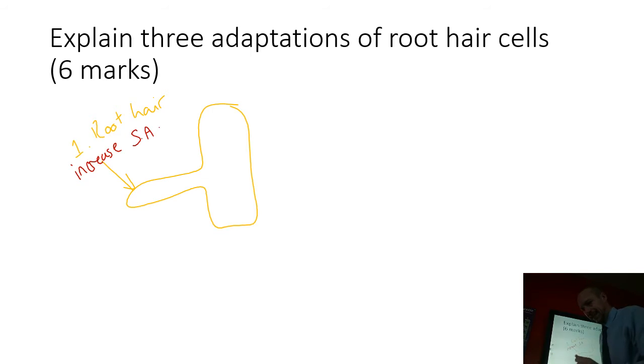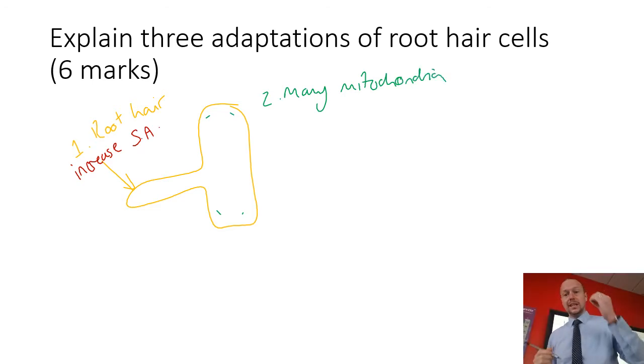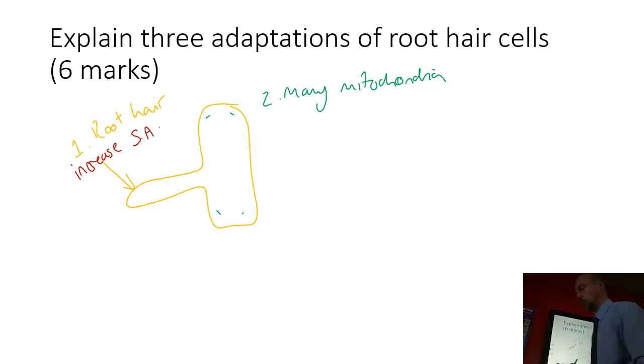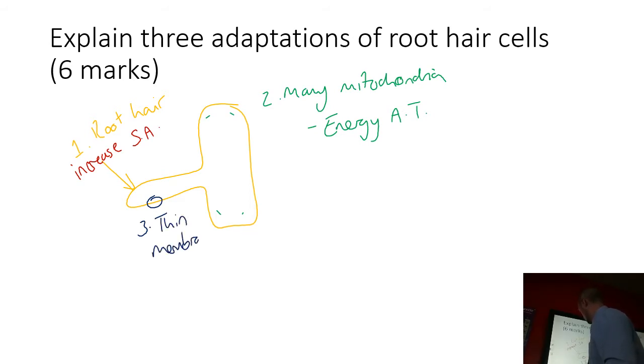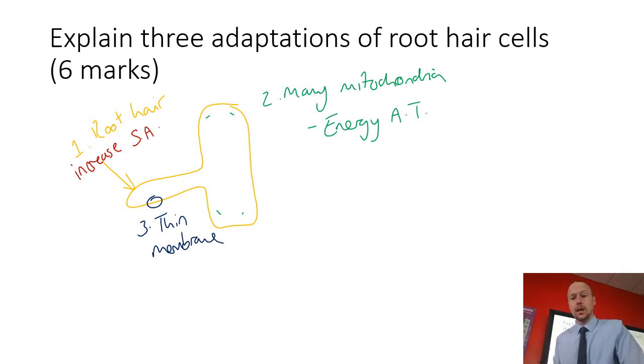Adaptation 2 is that these things have got tons and tons of mitochondria. Why do they have many mitochondria? So they need lots of energy to do active transport. Adaptation 3, they've got really thin membranes, and this is so they can soak up water and nutrients more easily, so it can pass through.